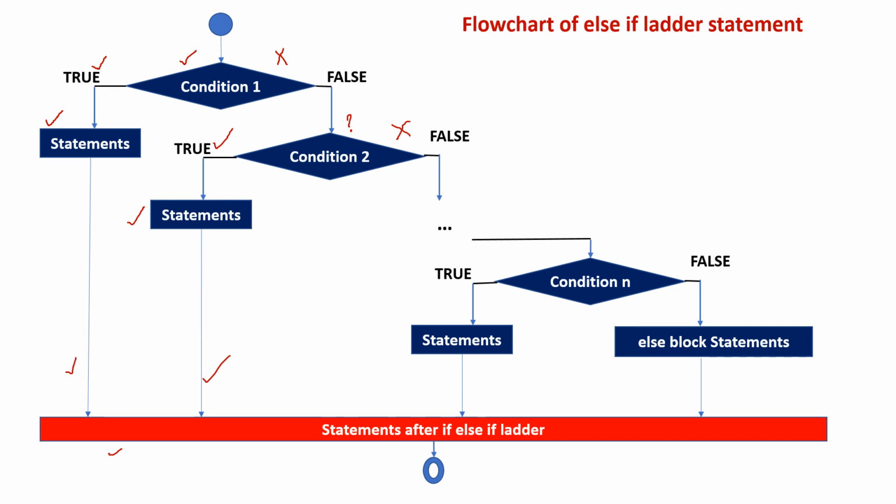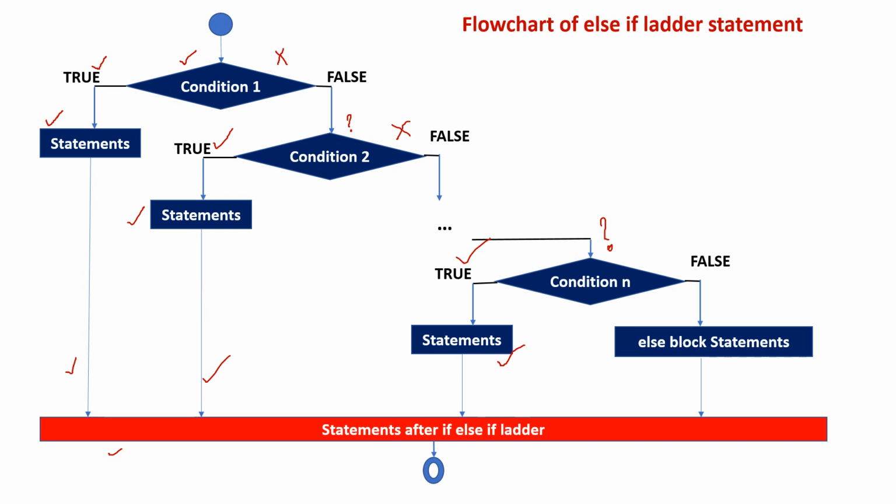Now assume that the n-1 conditions are false. That means the first condition is false, the second condition is false, and so on. The n-1 conditions are false. Then condition n is checked. If condition n is true, then its related statements are executed and control comes out of the else if ladder statement, and the remaining statements after the else if ladder are executed.